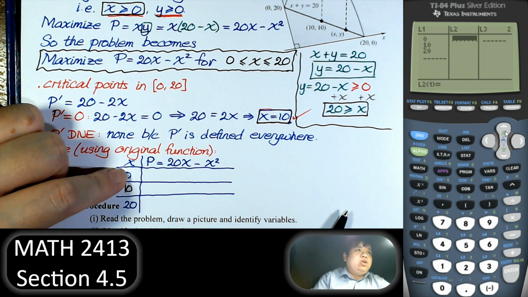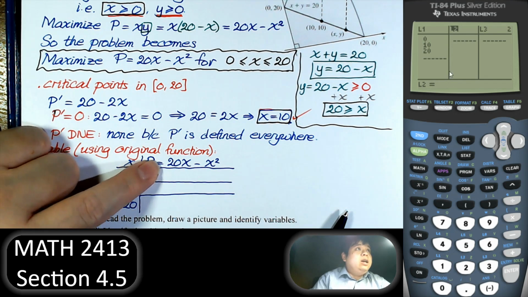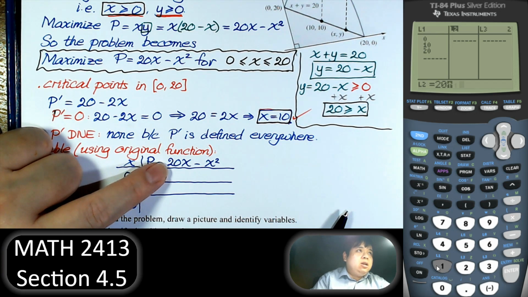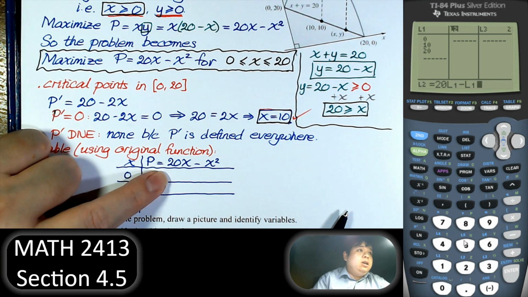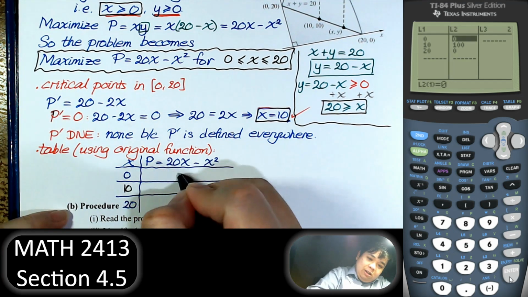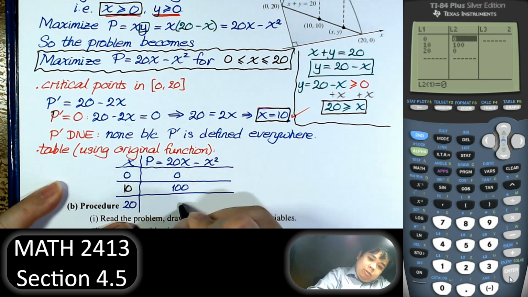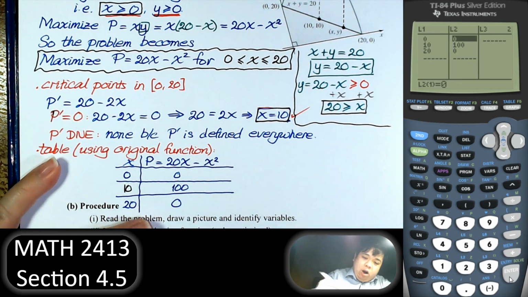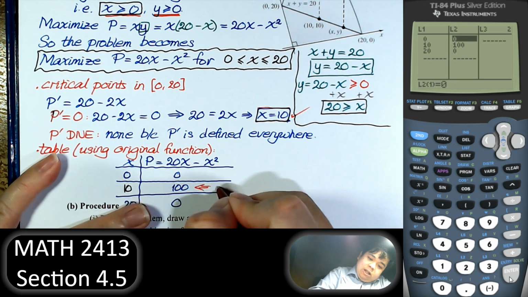Then I highlight the L2 and type 20. Instead of x, I will use L1, so second and 1. 20x minus second and 1 squared. And that gives us 0, 100, and 0. So this one obviously is the absolute max.